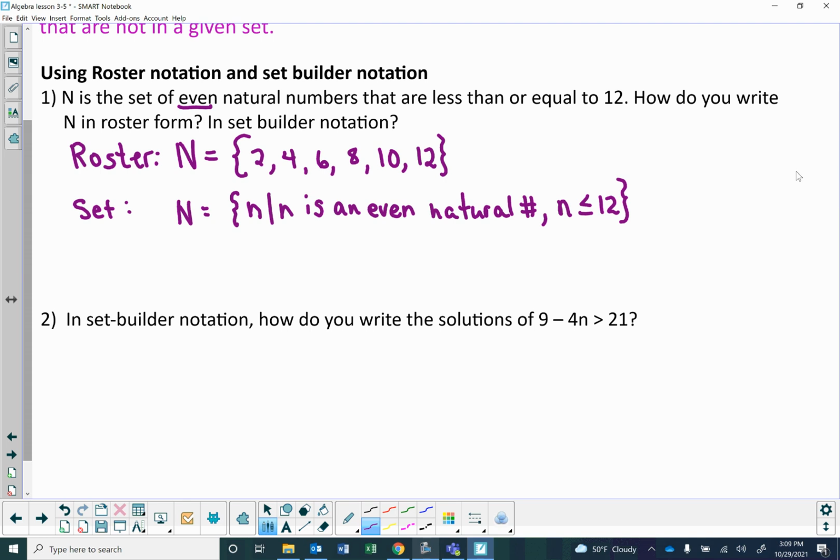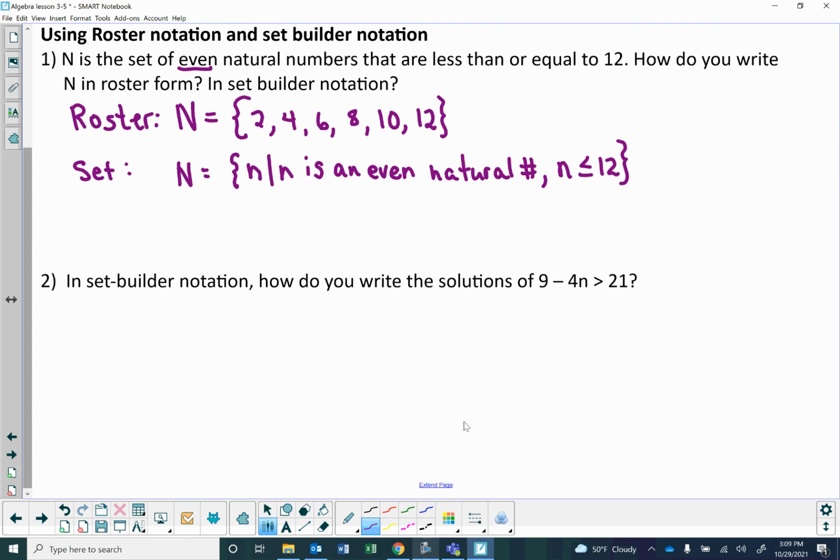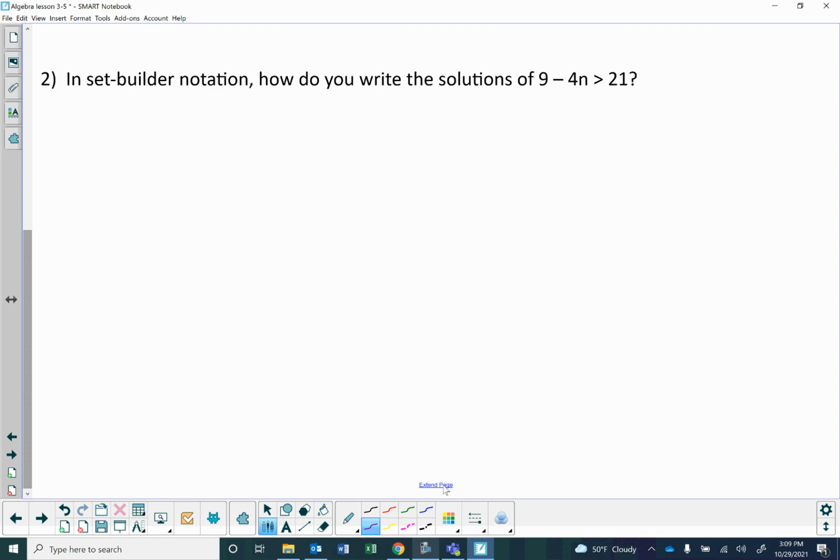Number 2 says, in set builder notation, how do you write the solutions of 9 minus 4n is greater than 21? Okay, so in order to do set builder notation to this, we have to solve the inequality first. So let's do that first. I have to subtract 9 from both sides. That gives me negative 4n is greater than 21 minus 9, which is 12. Divide by negative 4, and remember, when you divide by a negative number, that inequality symbol must reverse. So now I have n less than negative 3.